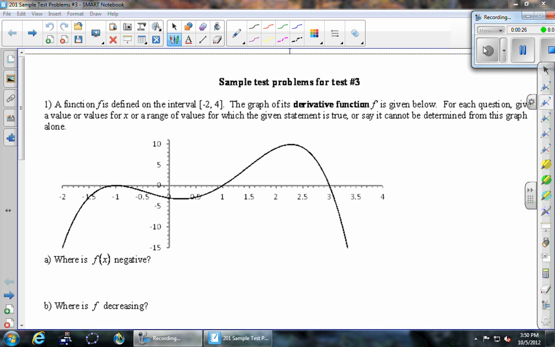Okay, so first, just to be really clear what this function is, it is f prime. So where is f negative? Well, let's see. F prime gives information about increasing and decreasing, but it doesn't give you any information about where a function is positive or negative. So this problem cannot be determined.